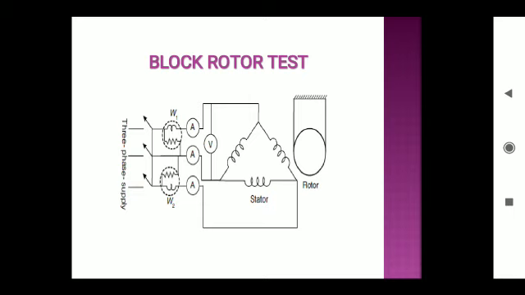A reduced voltage at reduced frequency is applied to the stator through a three-phase autotransformer so that the full load rated current flows in the stator. The following three readings are obtained. In the wattmeter, the total power on short circuit, that is the algebraic sum of two wattmeter readings. In the ammeter, the line current on short circuit, and in the voltmeter, the line voltage on short circuit.